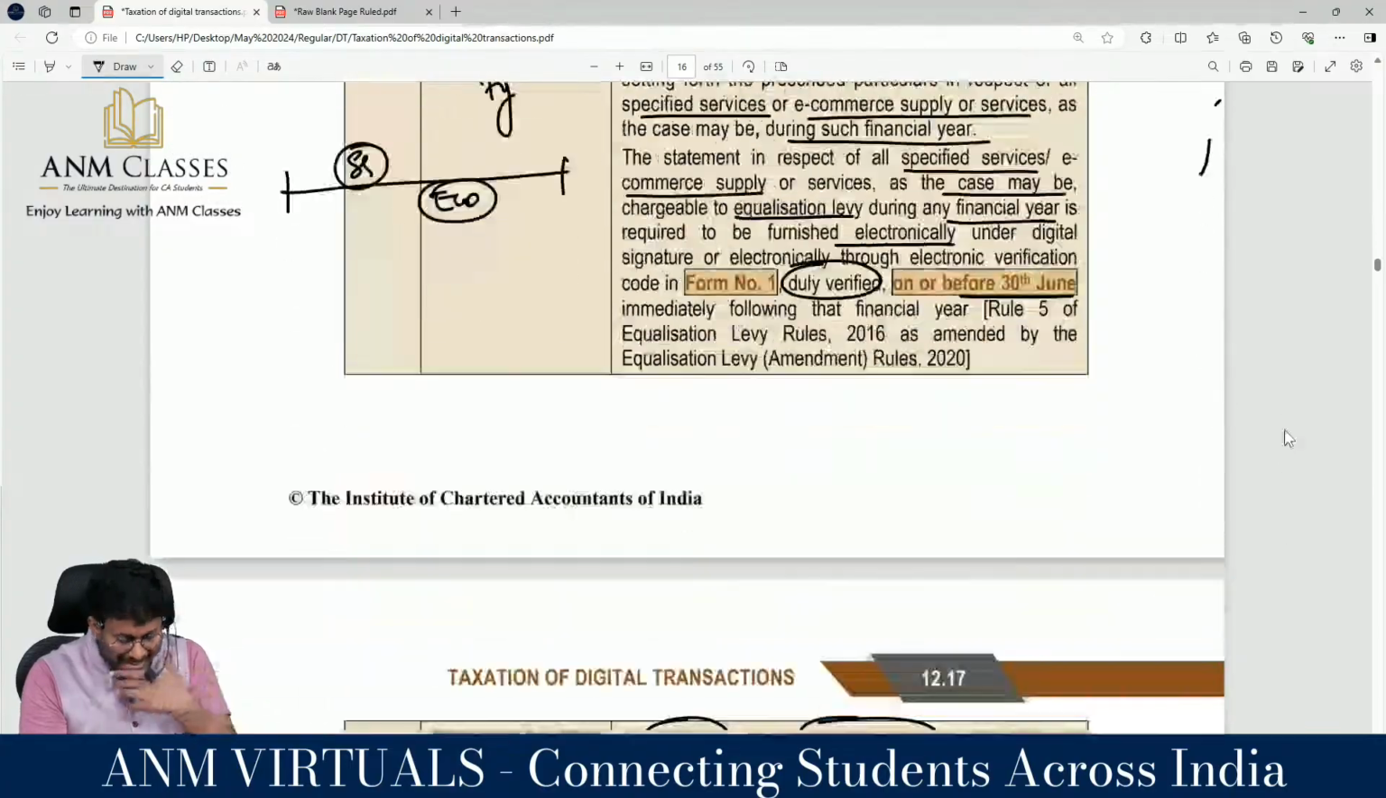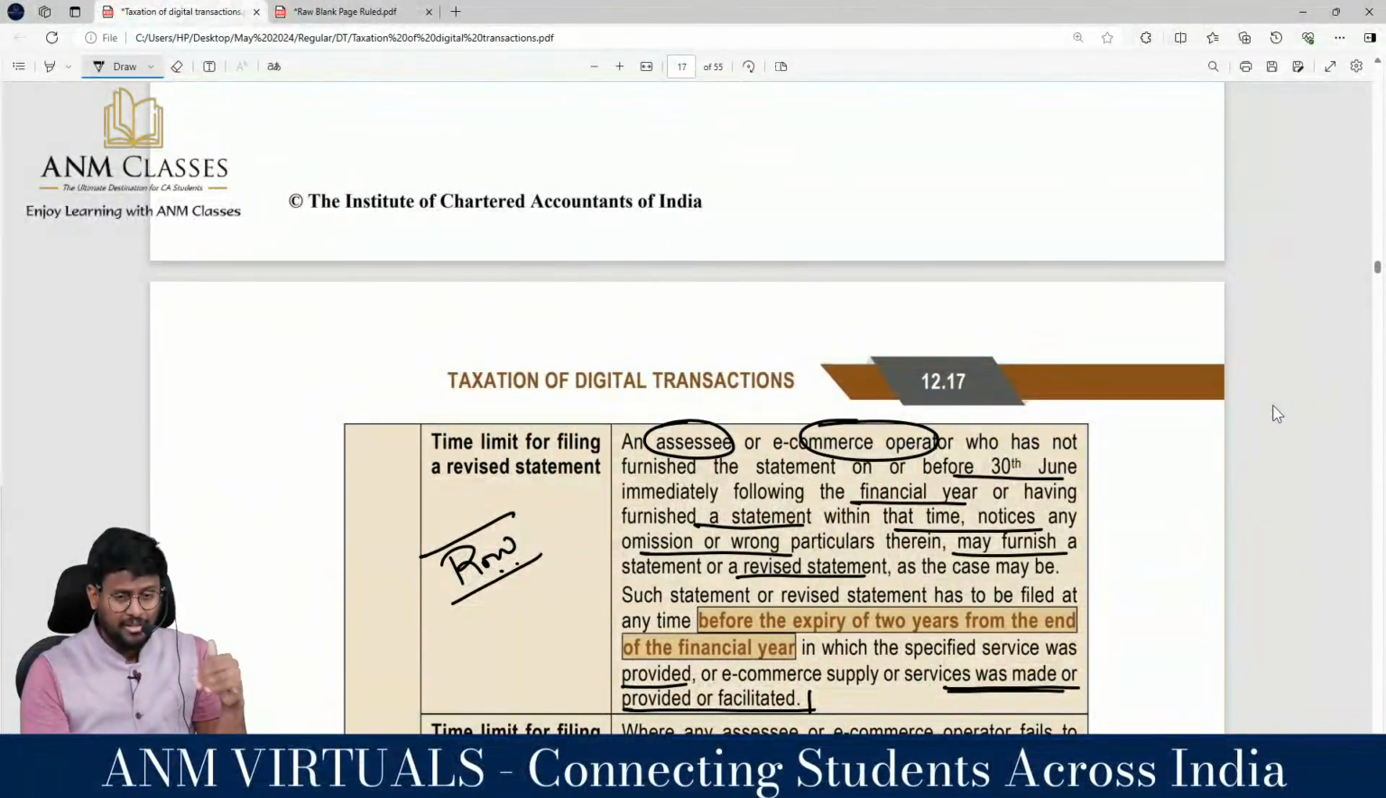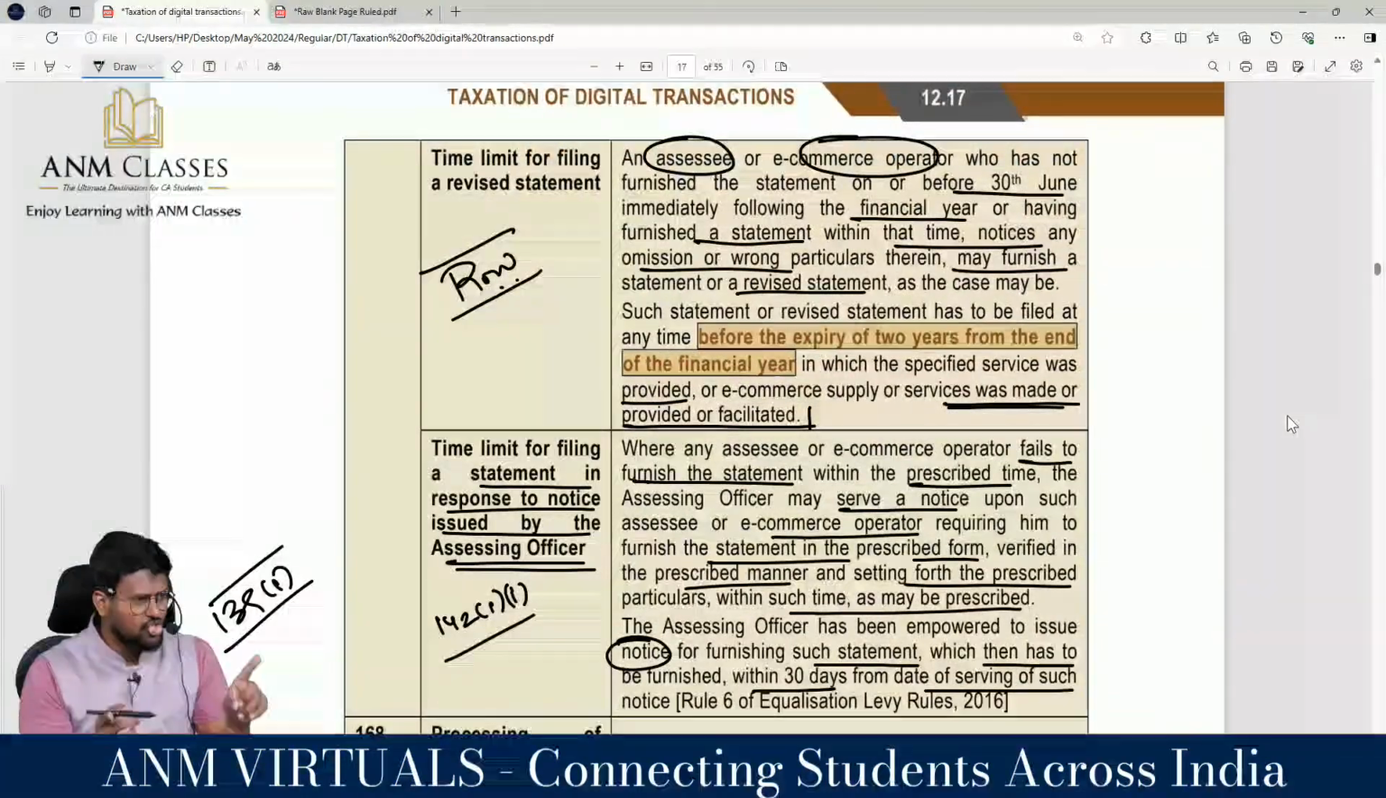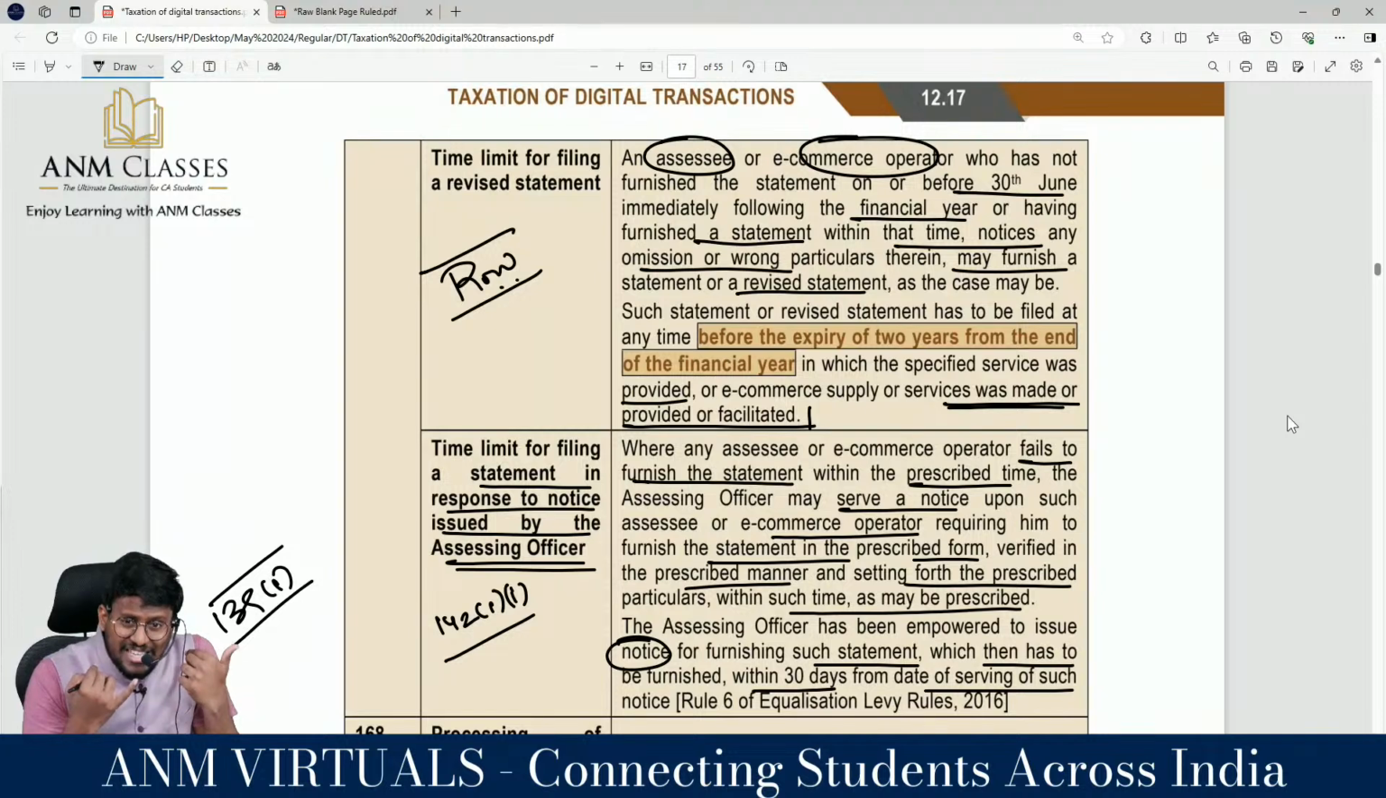Okay ma'am, 30th June. In case there is a mistake after filing the statement, can it be rectified? Within 2 years from the end of the financial year in which the specified service has been provided or goods or service has been supplied or facilitated, as the case may be. Okay. Sir, in case you fail to file the statement, the assessing officer has the power to issue a notice asking you to furnish the statement, equivalent to 142 subsection 1 clause 1.